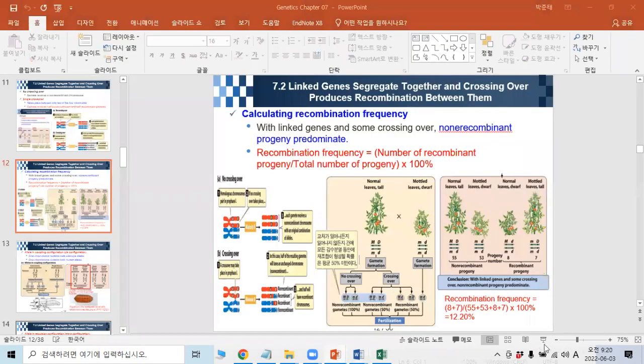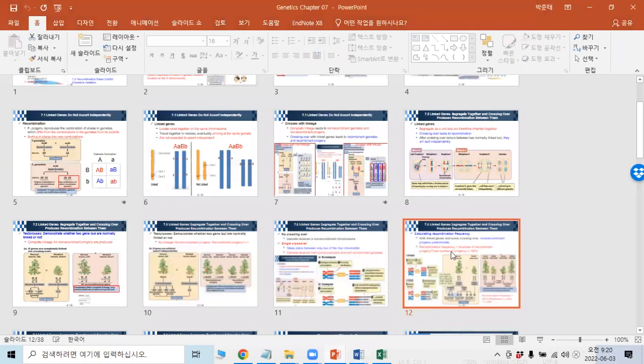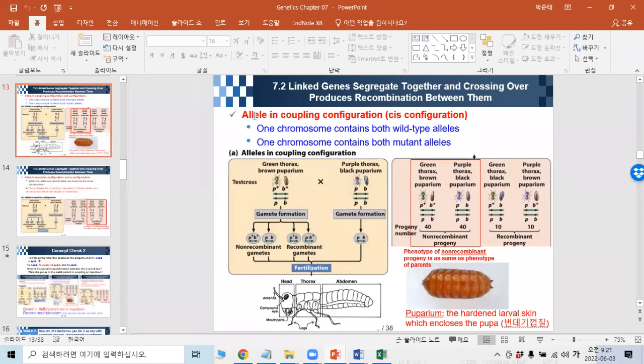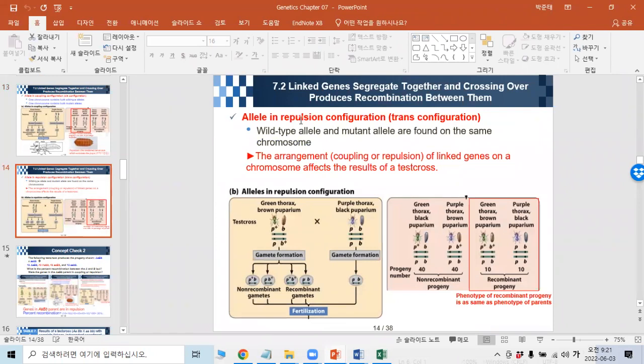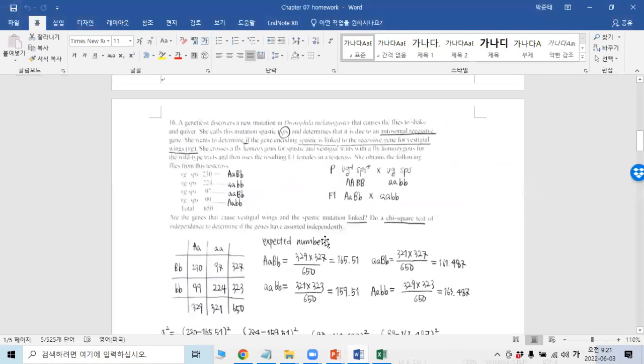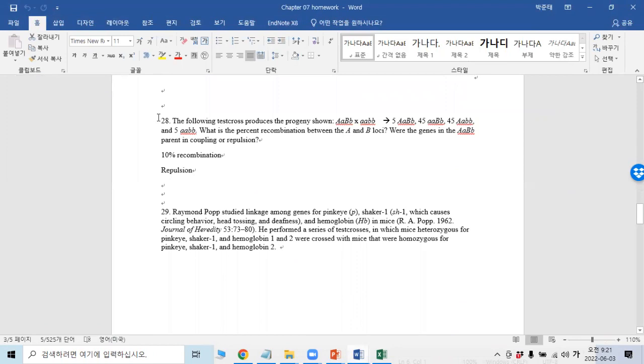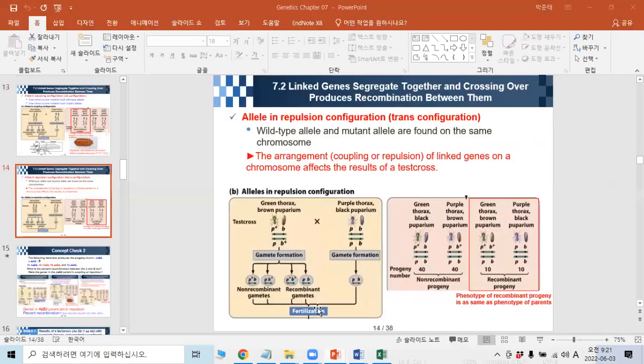Important, you have to solve it, okay? Another one is like this. Now we will learn the allele in coupling configuration and the allele in repulsion configuration. In our homework, we covered this. Number 28 asks whether this is coupling or repulsion. Important, you have to know.